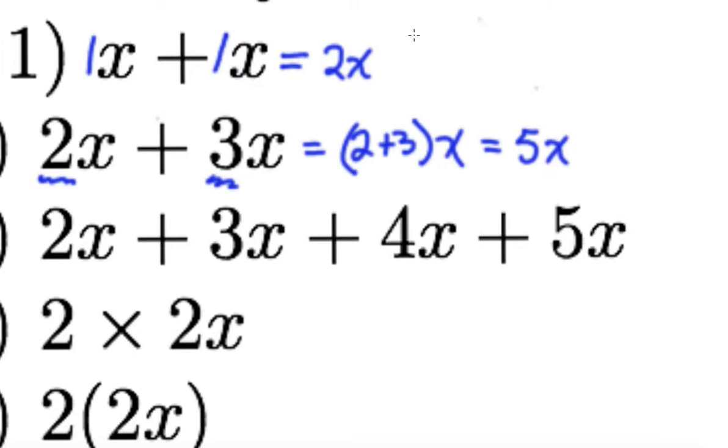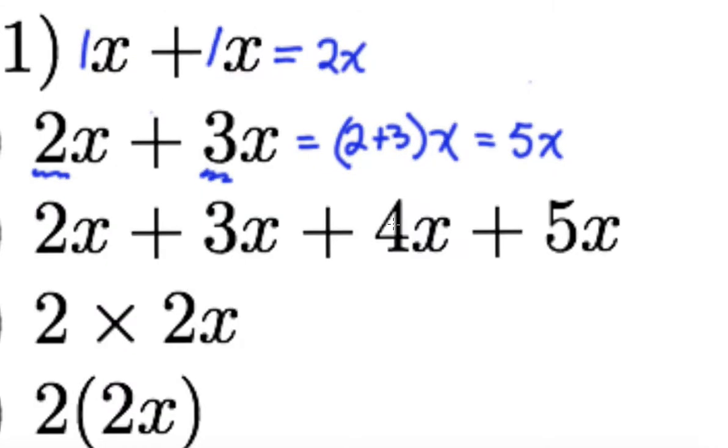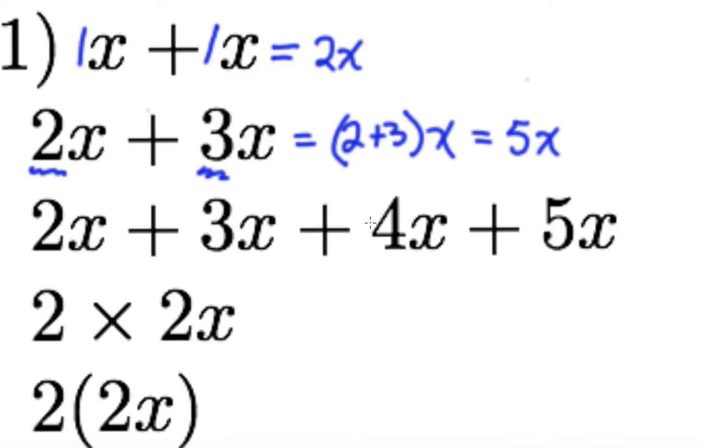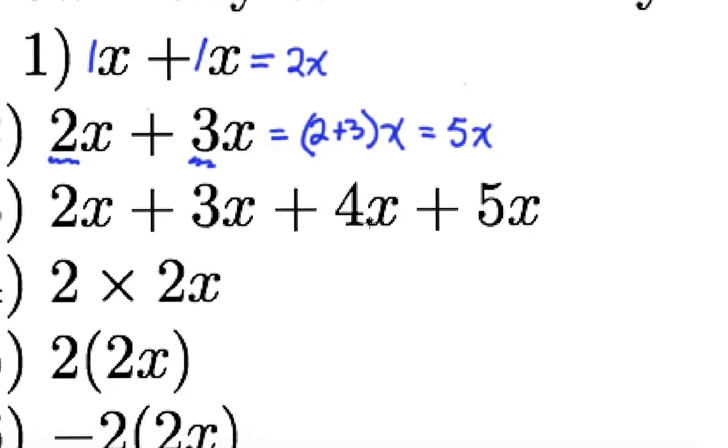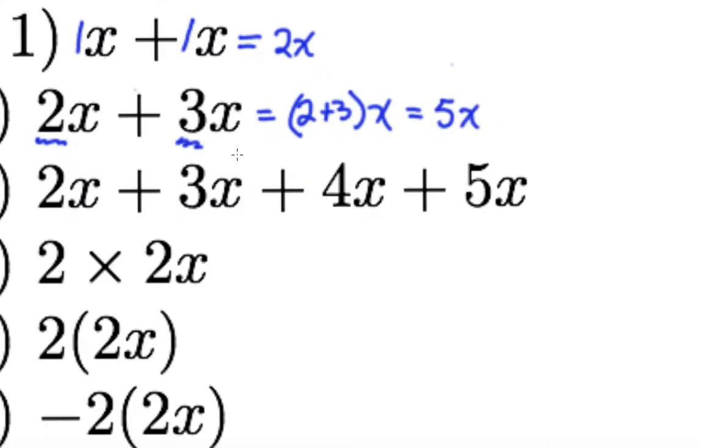Guys, let's do this next problem. Here we have 2x plus 3x plus 4x plus 5x. That's 14x. Are you freaking kidding me right now? How'd you get 14? I love that. Let's think about the way that we've been adding integers or consecutive integers in the past, right?